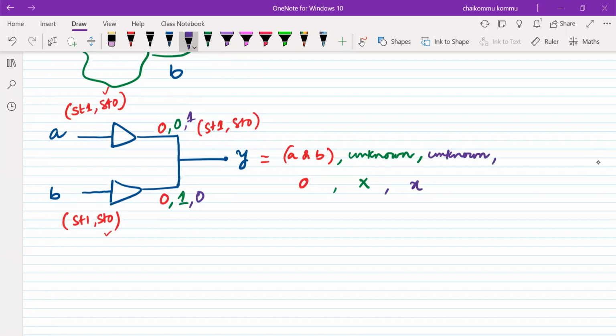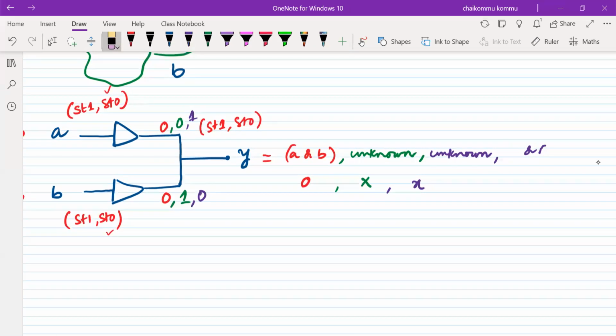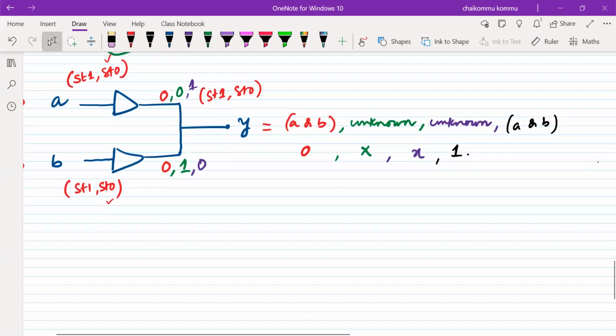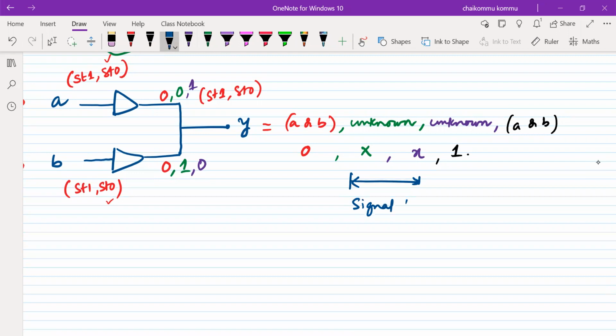So the last one, it can take either A or B, right? Yeah, A or B. So this will be 1. So therefore, in these cases, you can see very carefully, if you see here, in these two cases, signal ambiguity or contention existed.